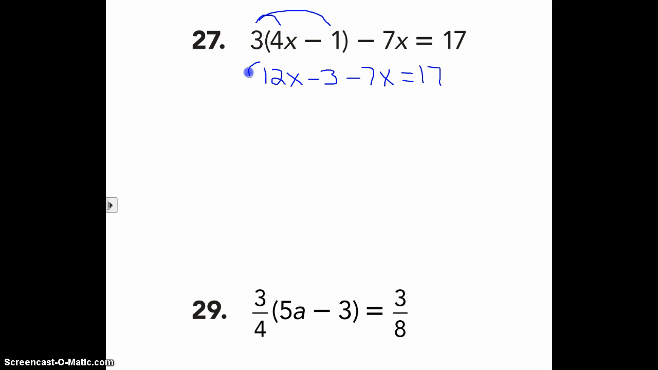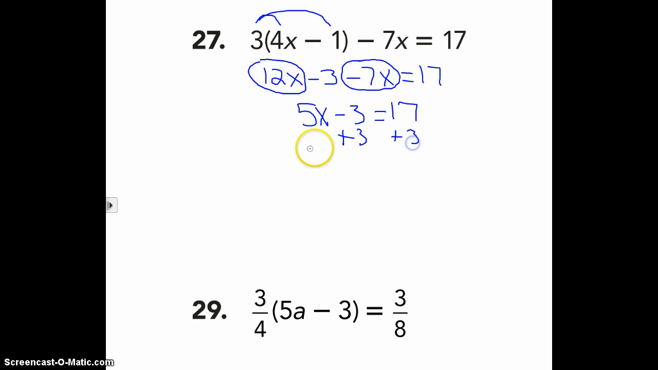So now you see I have some like terms on the same side here. I have that 12x and I have the negative 7x. So sometimes you have to simplify before you can solve. So I have 12x minus 7x. That gives me 5x when I combine those like terms. And here we are back again to a simple solving equation problem. I'm doing my opposites and my balance. So here I've got 5x equals 20. Divide both sides by 5. You get x equals 4.